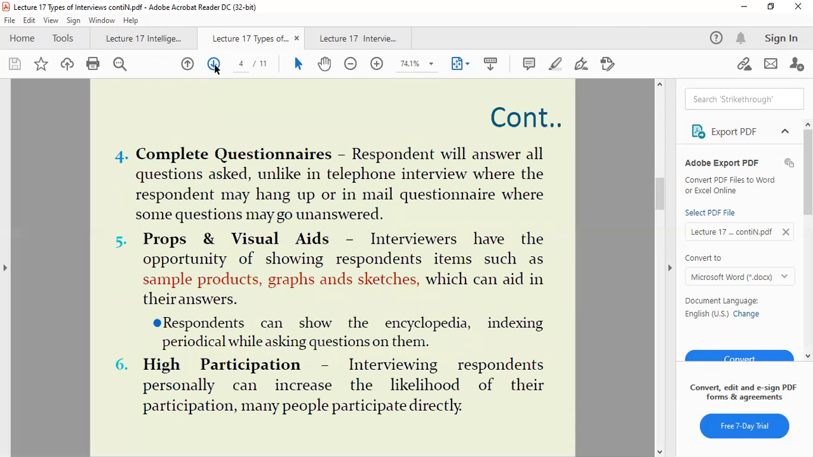Then complete questionnaires: the respondent will answer all questions asked, unlike in a telephone interview, where they can hang up the phone. And then props and visual aids: interviewers have the opportunity of showing respondents items such as sample products, graphs, and so on. Then high participation: meeting respondents personally can increase the likelihood of their participation, even giving handouts and so on.